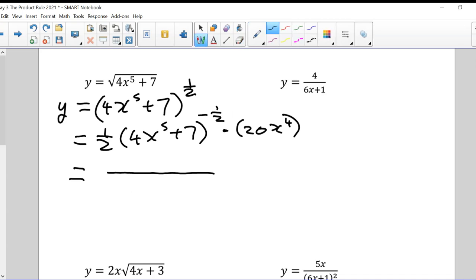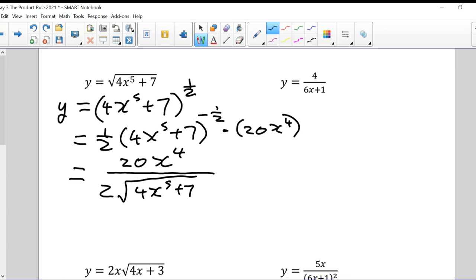So this, first of all, there's a 2 on the bottom here, so I'm going to put that 2 in. Multiply that by, you know what? Multiply it by this, and hopefully it's going to make sense to everybody. Multiply that by the square root of 4x to the power of 5 plus 7. I'll see if that makes sense to everybody. And then on top, I'm going to put the 20x to the power of 4.